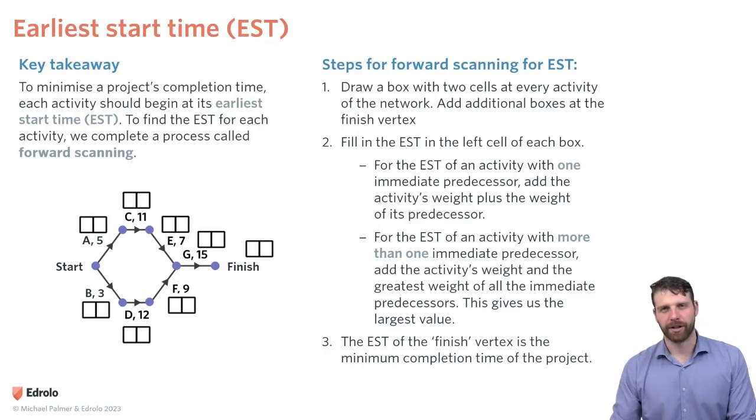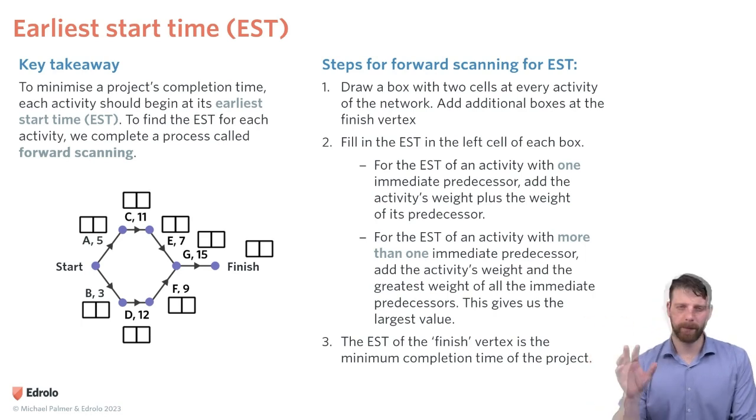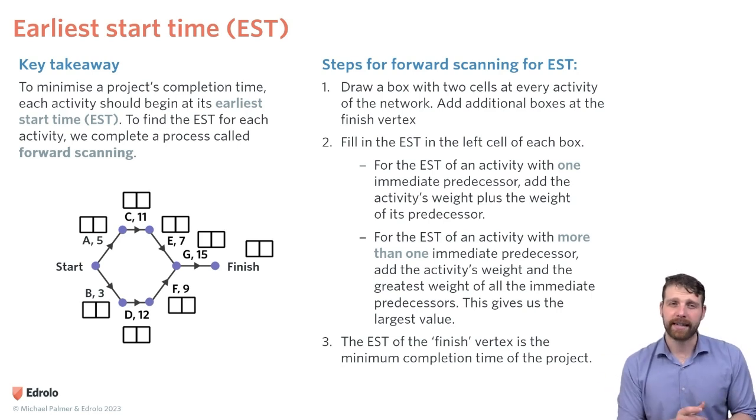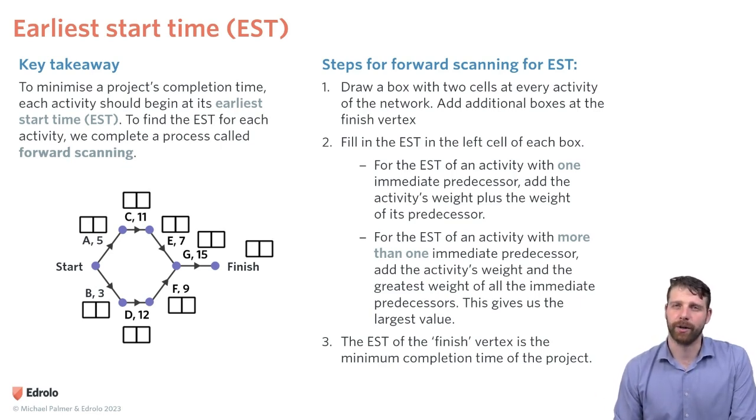So after doing that last question, hopefully it makes sense how we can figure out the time difference between the start and some activity that we choose. What we want to do is be able to do this for all the activities in the network, and therefore that will let us figure out the finish time. So our key takeaway today for earliest start time is to minimize a project's completion time, each activity should begin at its earliest start time. To find the EST for each activity, we complete a process called forward scanning. Okay, so how do we do forward scanning? There's some steps here, and we're going to do it in the next slide.